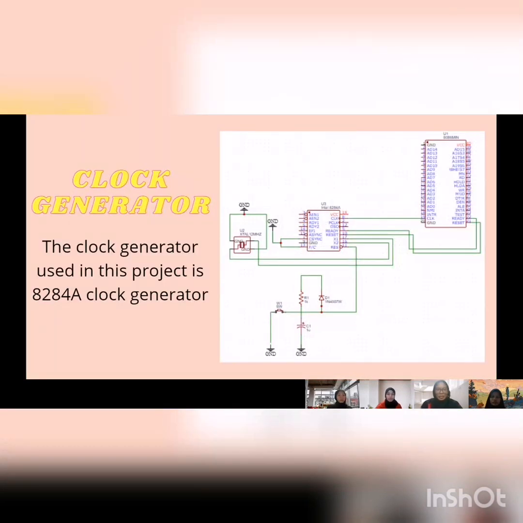Next slide. For the clock generator, the clock generator used in this project is the 8284A clock generator, and the purpose of this clock is to generate the clock in an x86-based system. The clock generator provides clock generation, reset synchronization, ready synchronization, and TTL level peripheral clock. It also provides a clock frequency which is 5 MHz.